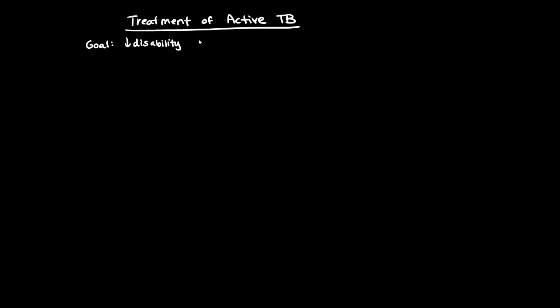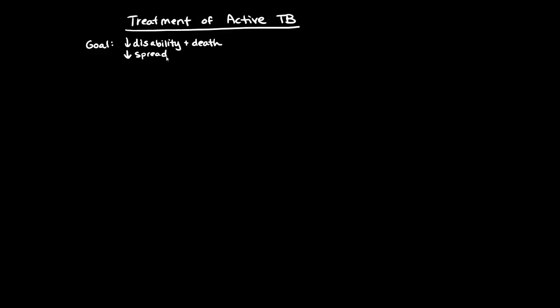And we're going to talk on this video about the treatment of active tuberculosis infection. And I'll state the obvious up front, which is the reason you want to treat somebody with any infectious disease, in this case tuberculosis, is to prevent disability and death from the infection. Another reason for treating infectious diseases, especially important with TB, is to reduce the spread of infection to other individuals.